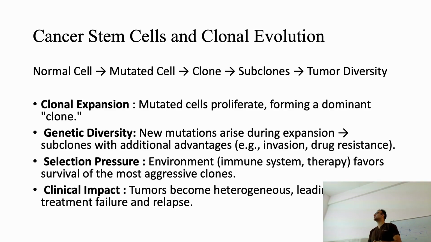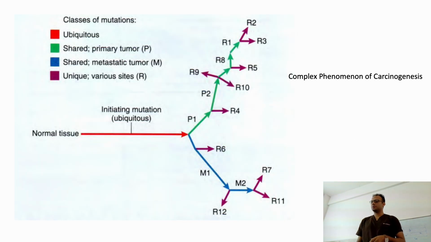So after the hallmarks, these are some of the newer topics that are being discussed in carcinogenesis: cancer stem cells and clonal evolution. There is a normal cell, then a mutated cell, and then a clone, a pre-neoplastic clone, then a subclone, and then diversity of the tumors. This theory explains the different mutations at different sites than the primary tumor. The primary tumor and the metastasized tumor are different because of the different clones in the cancer.